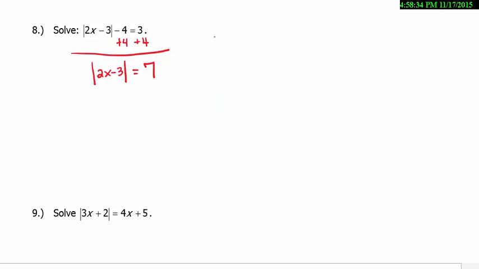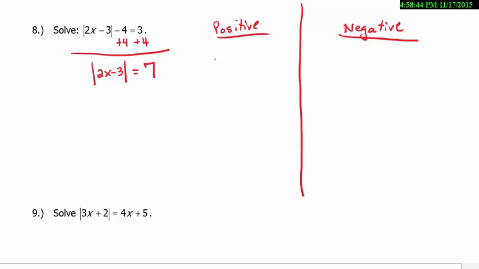Okay, now we have our two cases, right? We have our positive case, we have our negative case. I know we didn't write this out earlier, but it's kind of what we were doing. So we have our 2x minus 3 equals positive 7. We also have 2x minus 3 equals negative 7. Okay, go through and solve.